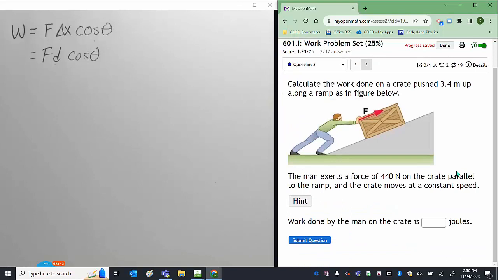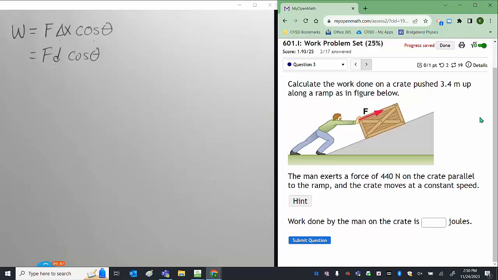All right, the next question says, calculate the work done on a crate pushed 3.4 meters up along a ramp as in the figure below. It says the man exerts a force of 440 newtons on the crate parallel to the ramp, and the crate moves at a constant speed. The work done by the man on the crate is blank joules. And so we're going to be filling this in.